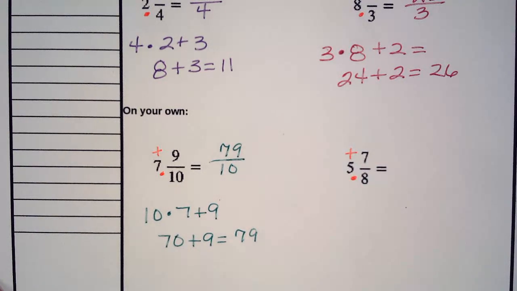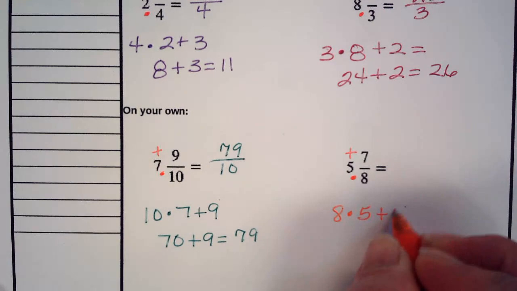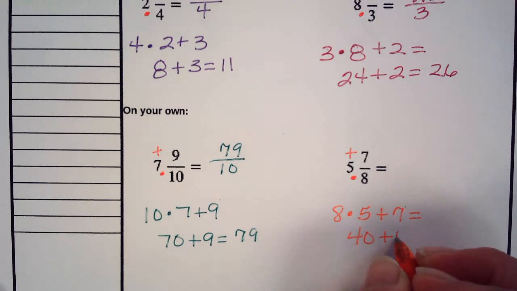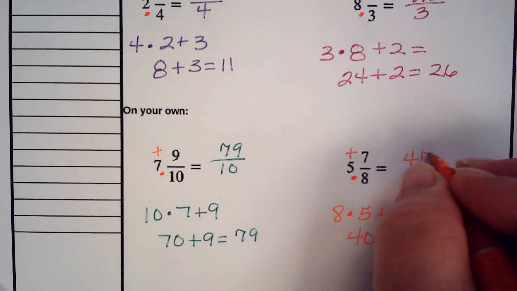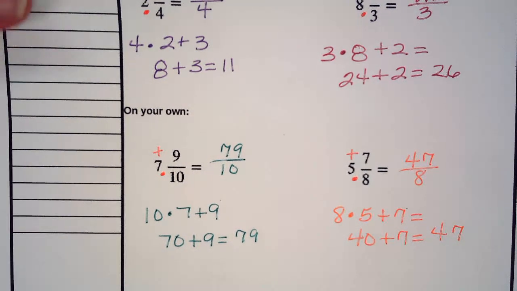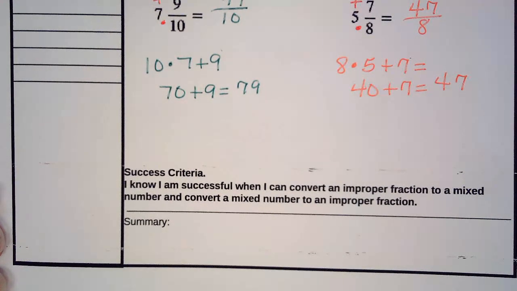Multiply and then add. 8 times 5 plus 7. 8 times 5 is 40, plus 7 is 47. 47 over 8. 47/8. So, how do you know when you're successful? If you can convert an improper fraction to a mixed number and convert a mixed number to an improper fraction, you are successful.